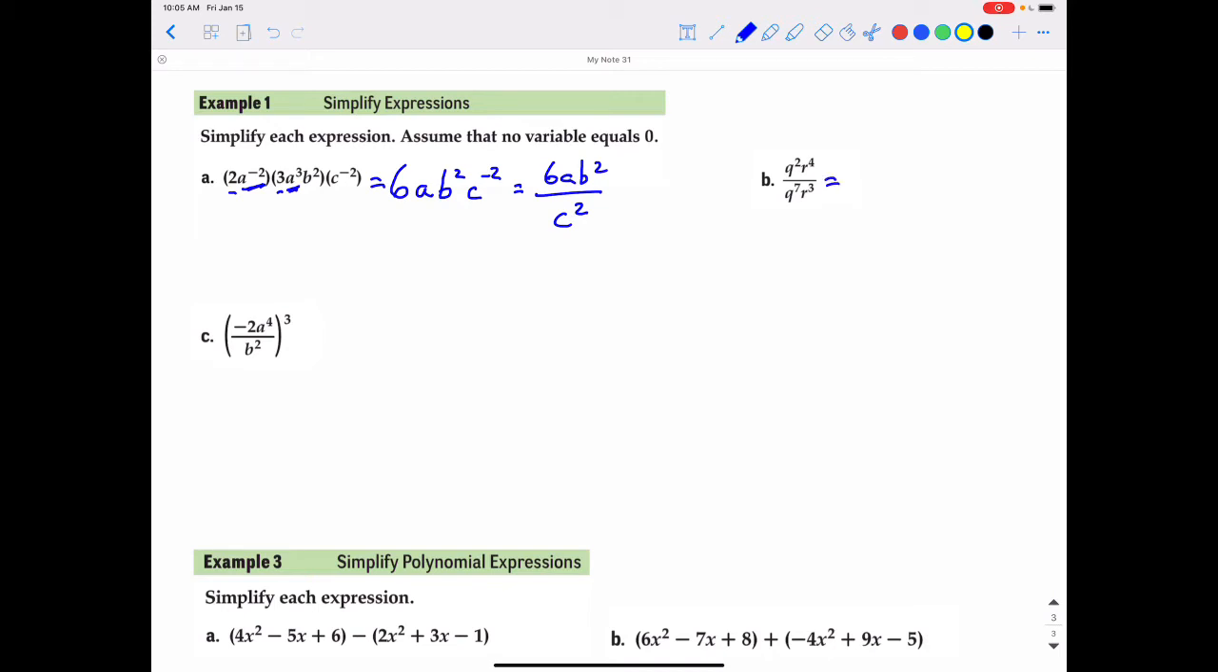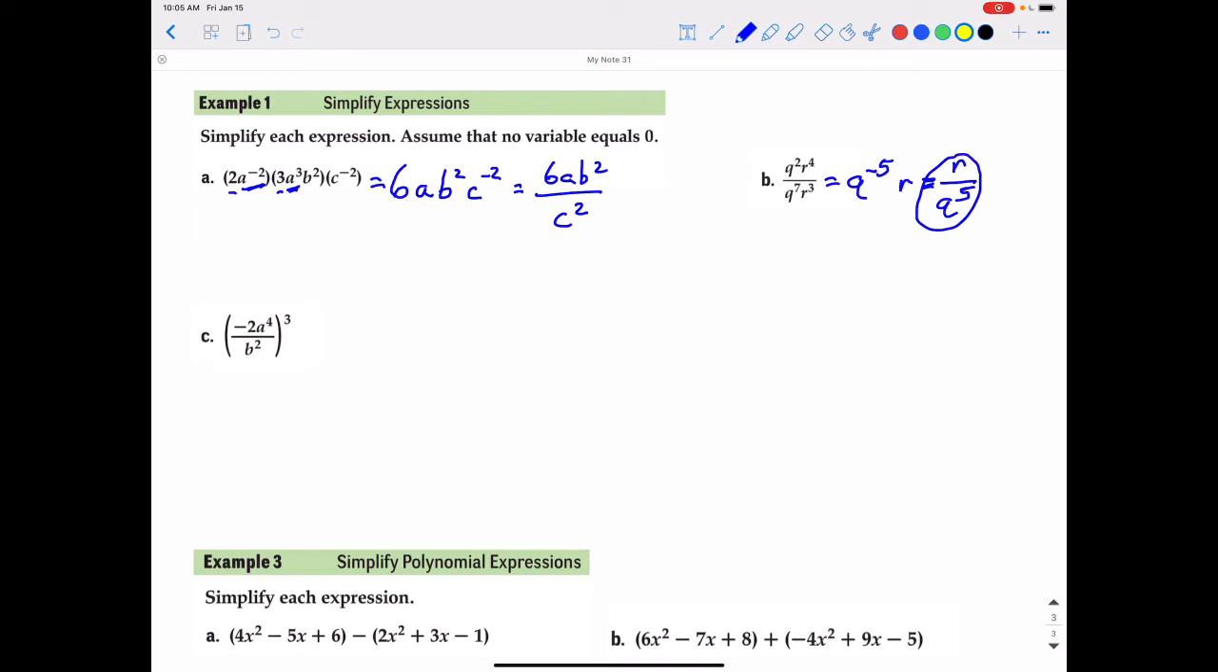Part B is all division, so we're just going to subtract the exponents. So q to the second divided by q to the seventh would be 2 minus 7, and that's q to the negative 5th. R to the fourth divided by r to the third, we're going to subtract 4 minus 3, which would be r to the first, or just r. And again, do not leave a negative exponent in your answer. So I'm going to take that q to the negative 5 to the bottom, make it q to the positive 5. So the final answer is r over q to the 5th.